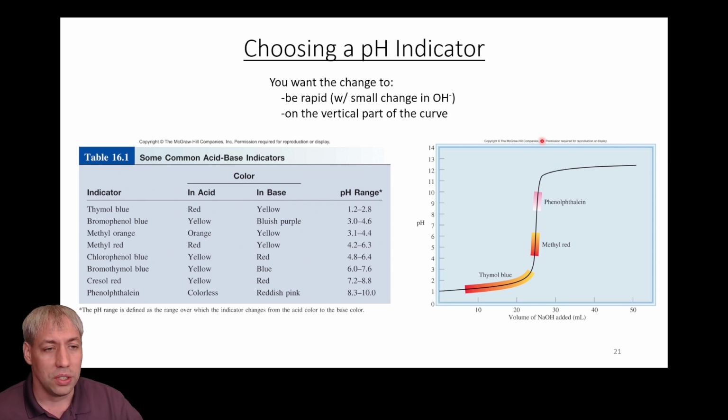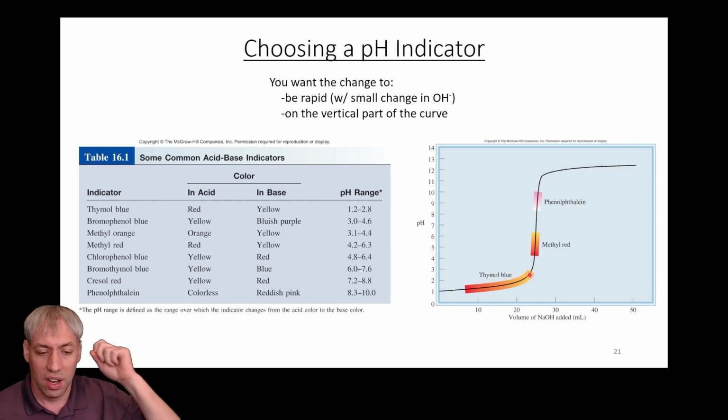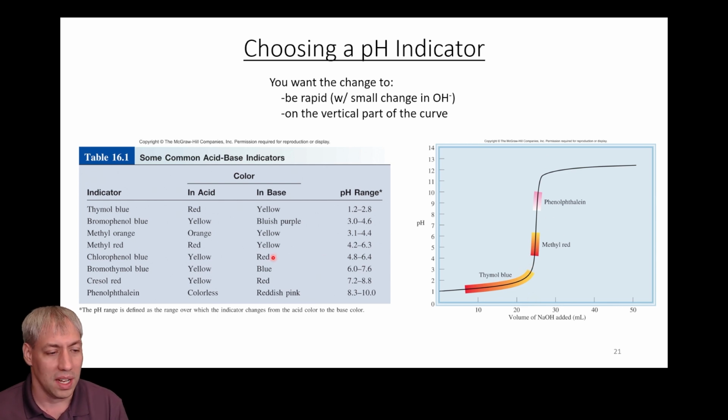And so when choosing a pH indicator, you kind of have to know roughly what pH your transition is going to occur at. And so if it's going to be in a range between pH 3 and pH 11, you want an indicator that changes color in that range. So here's an example with phenolphthalein and methyl red.